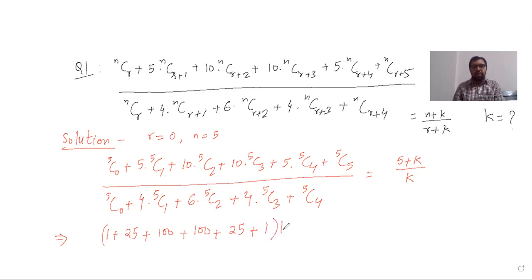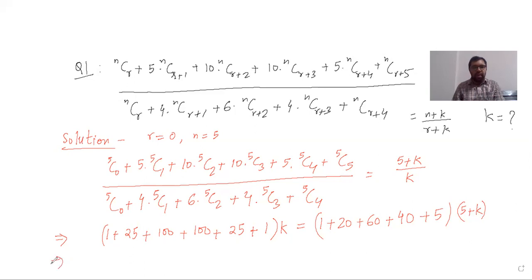If we cross multiply, we have to multiply this by k. Then the denominator expression: 5c0 is 1, then 4 into 5c1, and 5c1 is 5, so 4 into 5 is 20. Plus 6 into 5c2, and 5c2 is 10, so 10 into 6 becomes 60. Then 4 into 5c3, which is the same as 5c2, which is 10, so 10 into 4 is 40. And 5c4 is the same as 5c1, which is 5. This we have to multiply with this term, which is 5 plus k.